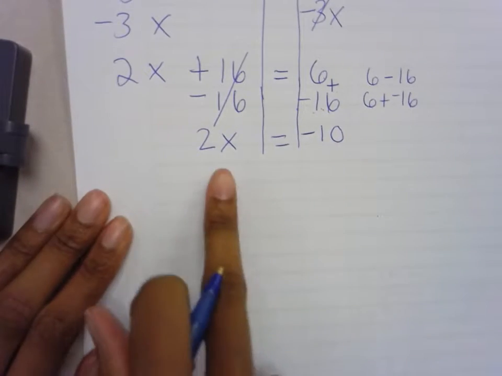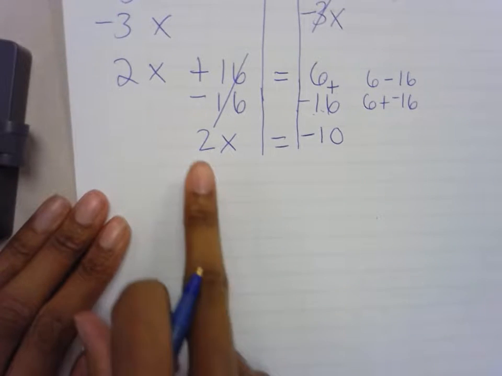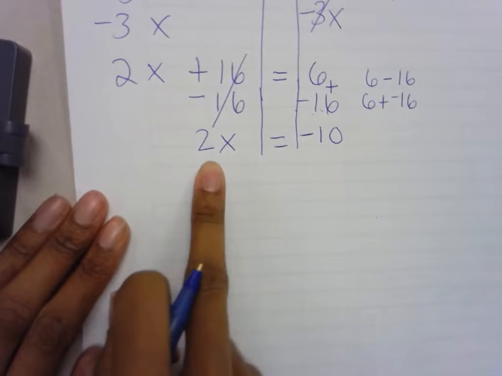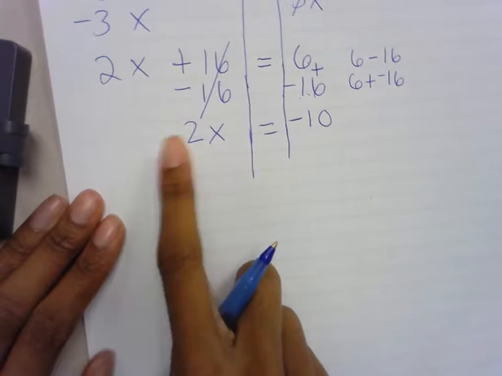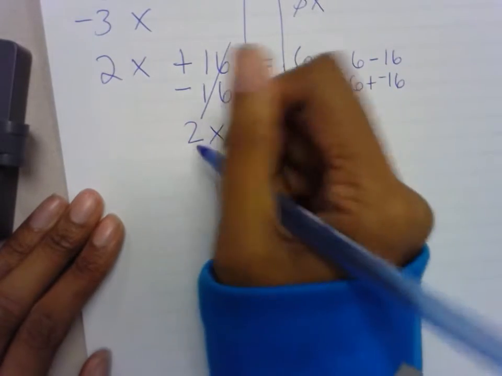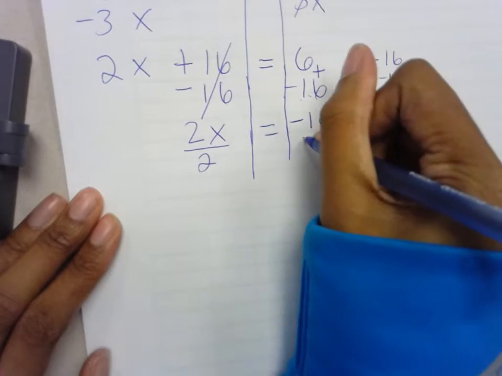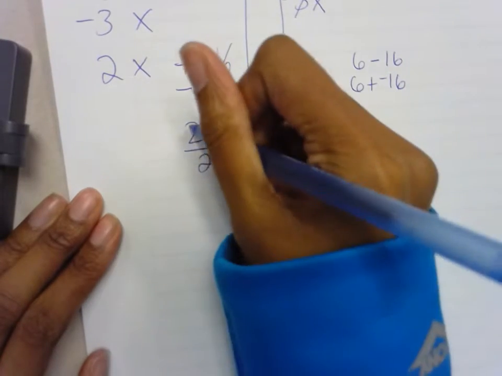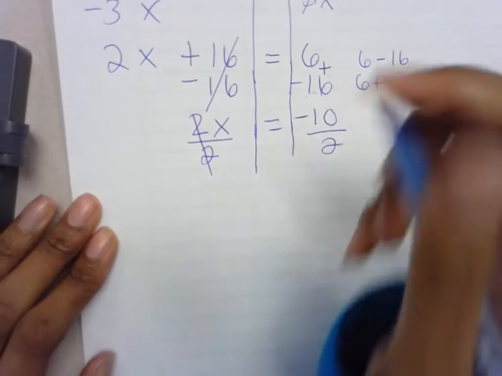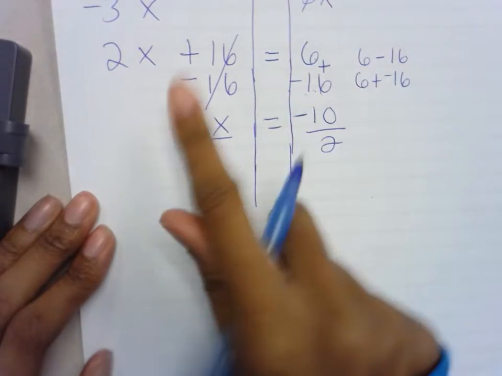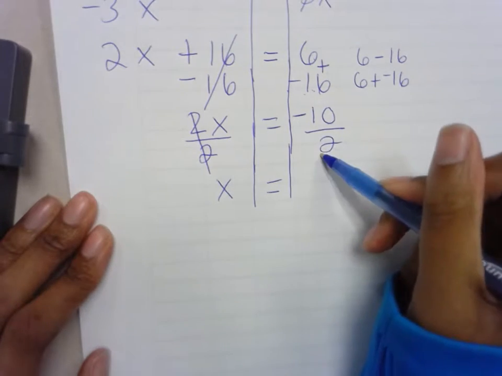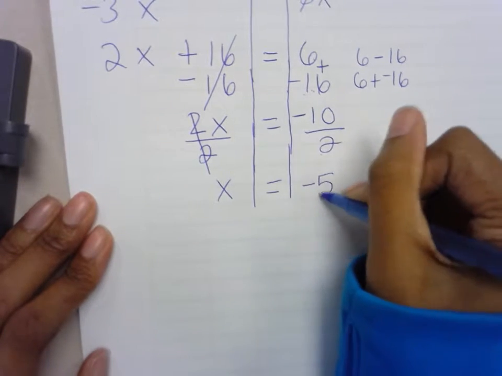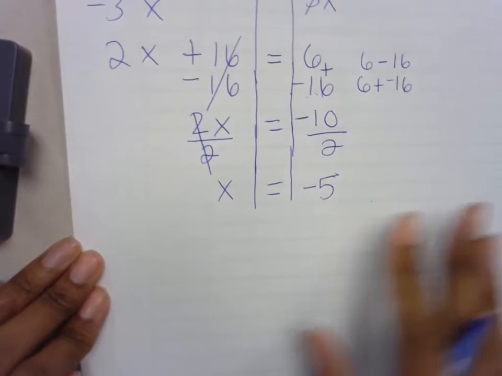All right, we almost have x alone, but we have that 2 right next to the x, so we're going to do the opposite. This says 2 times x, we just want x. Opposite of multiplication is division, so I'm going to divide by 2 on both sides. These 2's cancel because 2 divided by 2 is 1. We're left with x equals negative 10 divided by 2 is negative 5. And we solved for x.